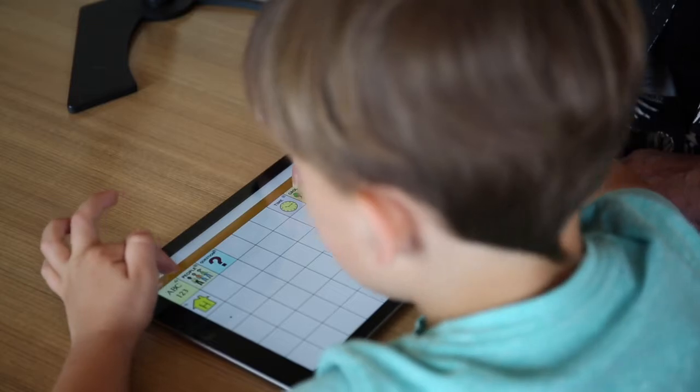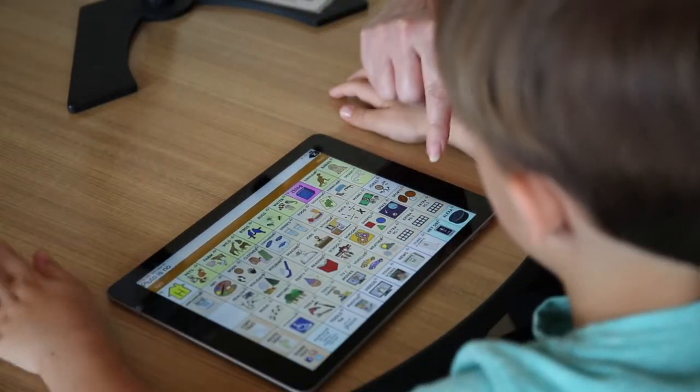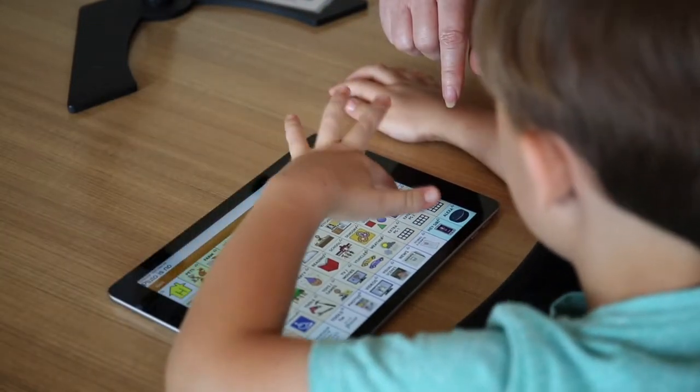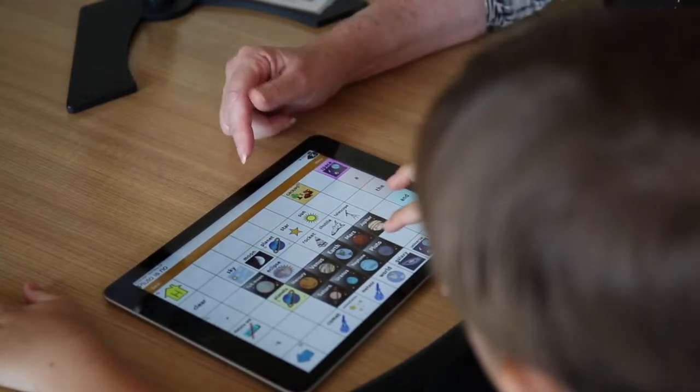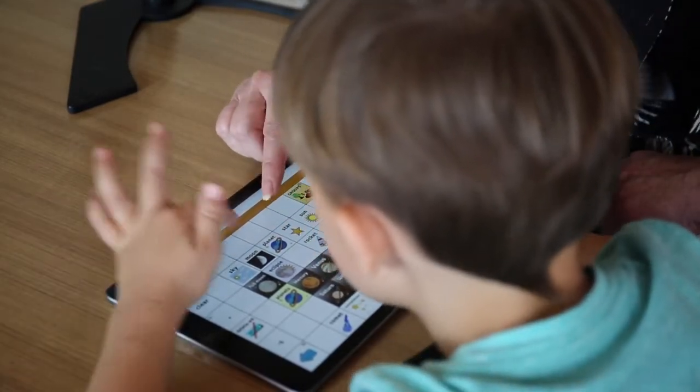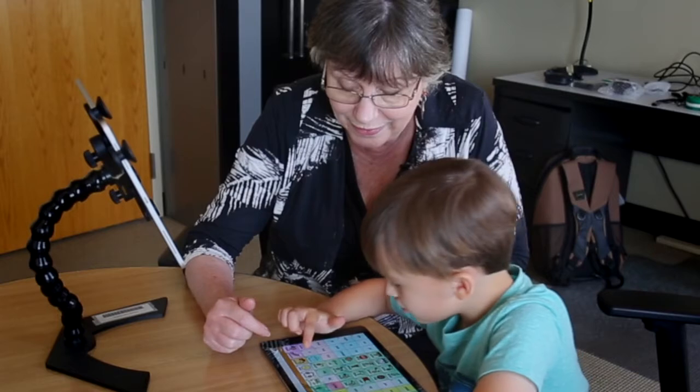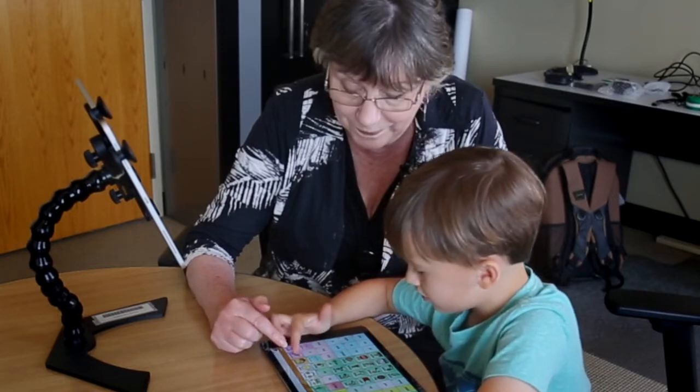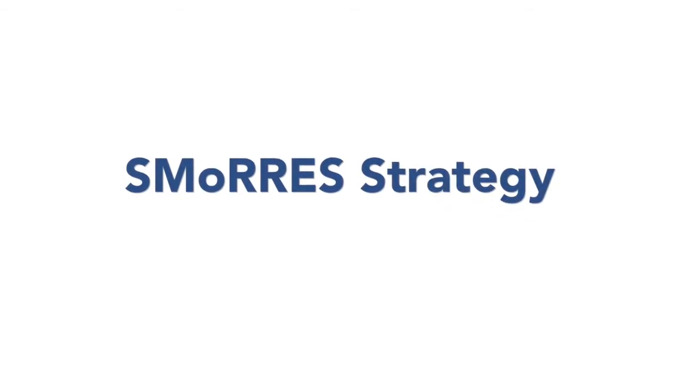Model without the expectation that the student will use the strategy initially. The student will most likely need to experience the modeling for a while before attempting to use the strategy themselves. Accept the student's communication attempts. Use the 6 elements of the s'mores strategy for planning successful interactions.